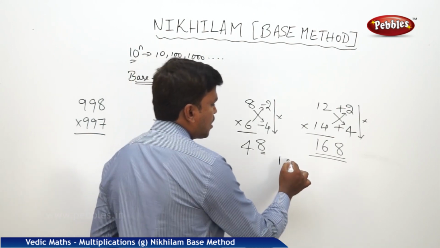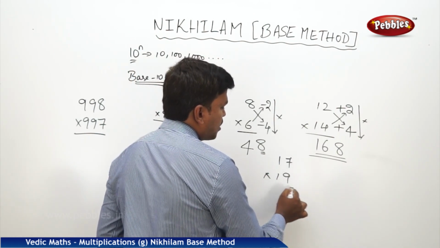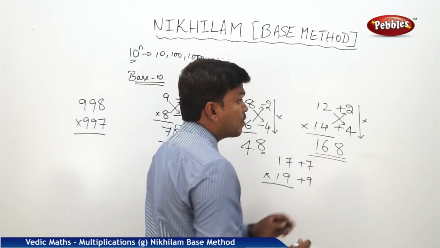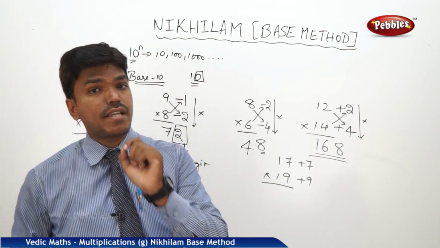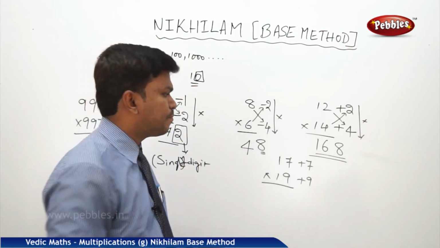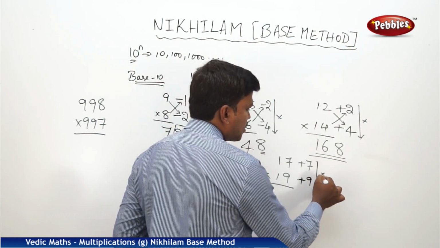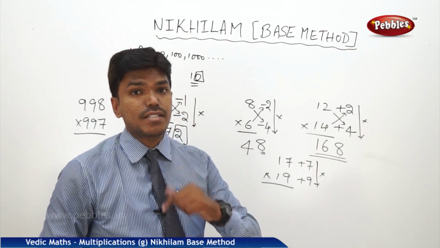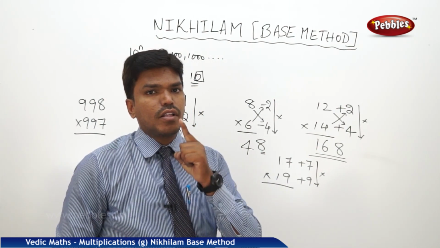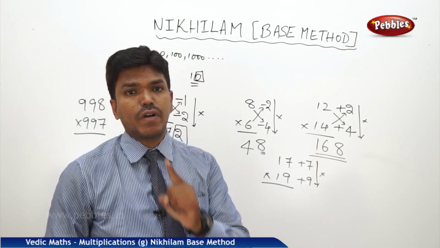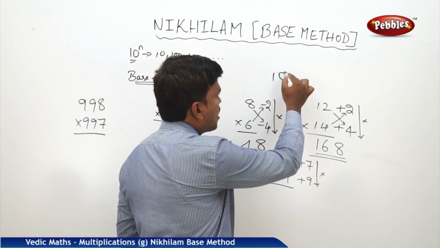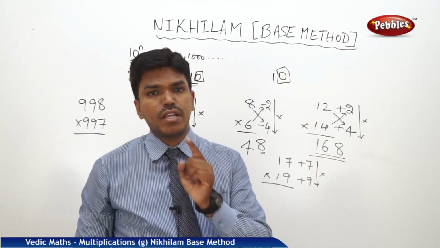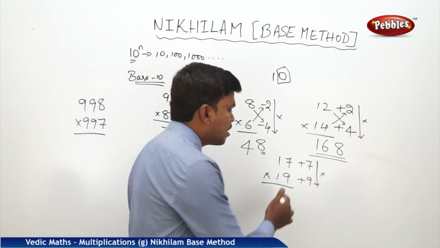Now let us take one more example. Suppose I want to multiply 17 into 19. This time it is plus 7, this time it is plus 9. Remember you have to compare with the base 10 only every time. So multiply these two terms, plus into plus, plus only. 7 into 9 is 63. What I said, the right side part of the answer should consist of only one digit. Why? Because we are taking the base as 10 and there is only one 0 in base 10. But we are getting 63 here.